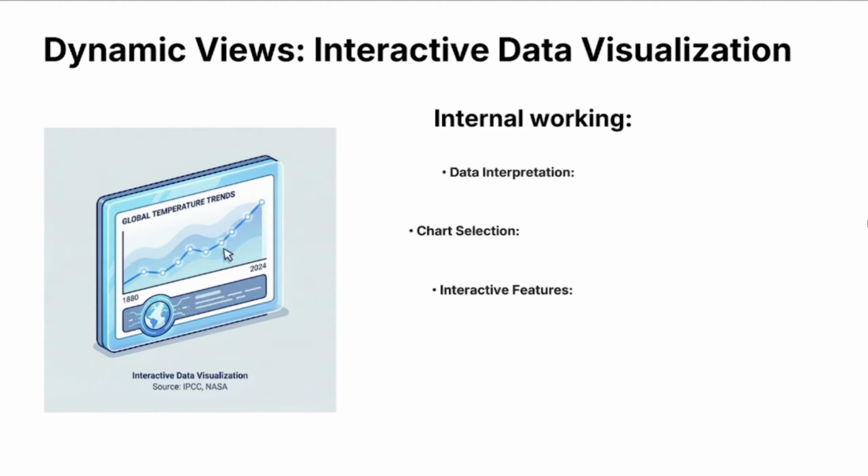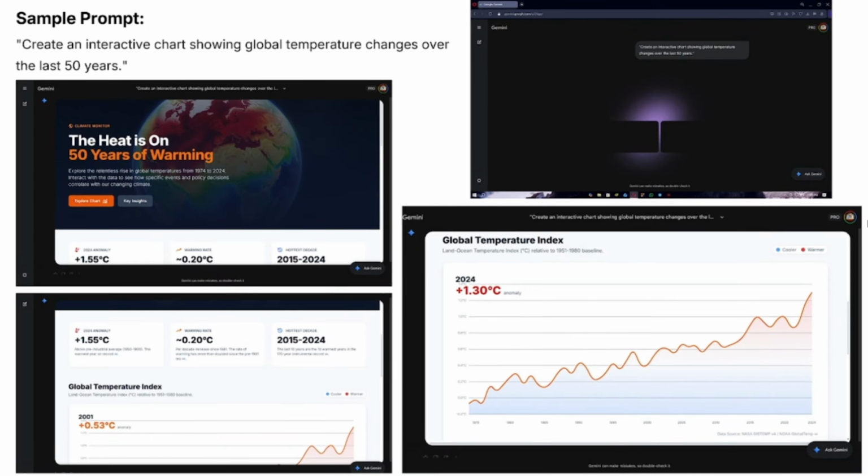How does it work internally? First, it interprets numerical or statistical data, then it selects the most suitable chart type, such as line, bar, or pie charts. Where supported, it allows interaction like zooming and filtering. This makes data easier to understand, more engaging, and much more effective for presentations and reports. Let's see a sample output for that.